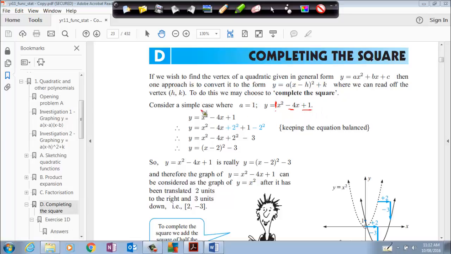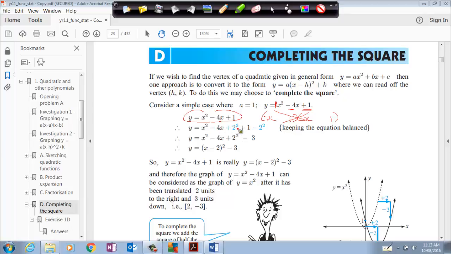Okay, so if we are to factorise this, we can't do it, because if you try to put it into the two brackets like this, x times x, and you're trying to get 1 times 1, there's no way of getting outers and inners to be minus 4. So we can't do it. So we complete the square by adding on half the coefficient of x.